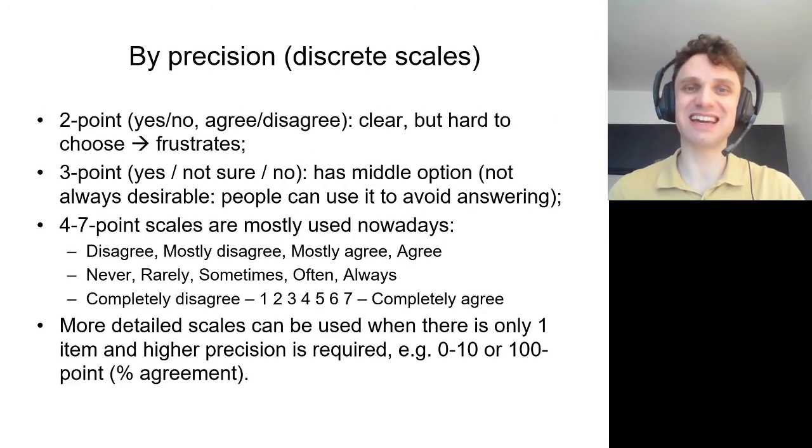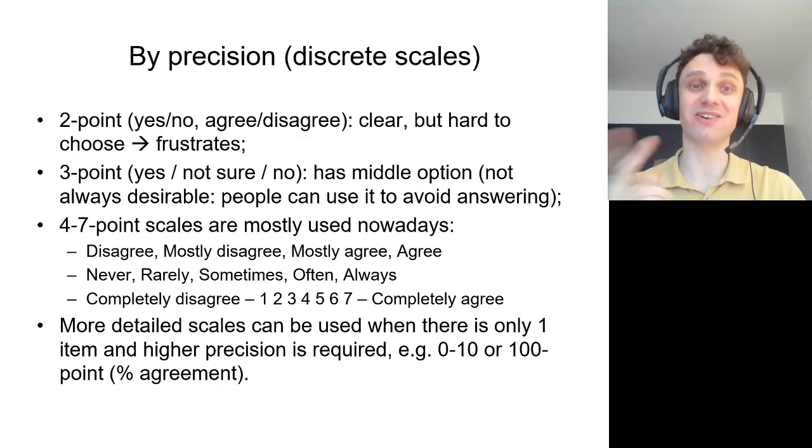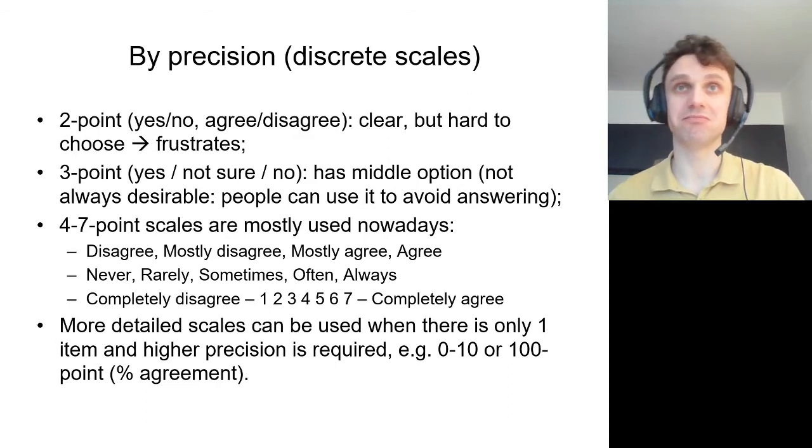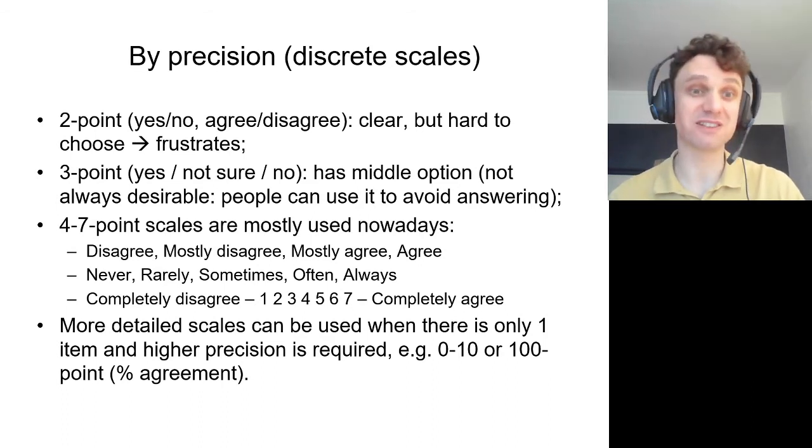And when we use discrete scales, we also have a lot of choices with respect to precision. If you look at some classical questionnaires developed in the 1940s, like the MMPI, you will see that an answer is typically given in terms of a 2-point scale, yes or no, agree or disagree. Do you have nightmares? Yes or no? Well, if I have nightmares once a month, is it yes or is it no? It might be very hard for people to make this decision. That's why this type of answer scale frustrates people a lot.